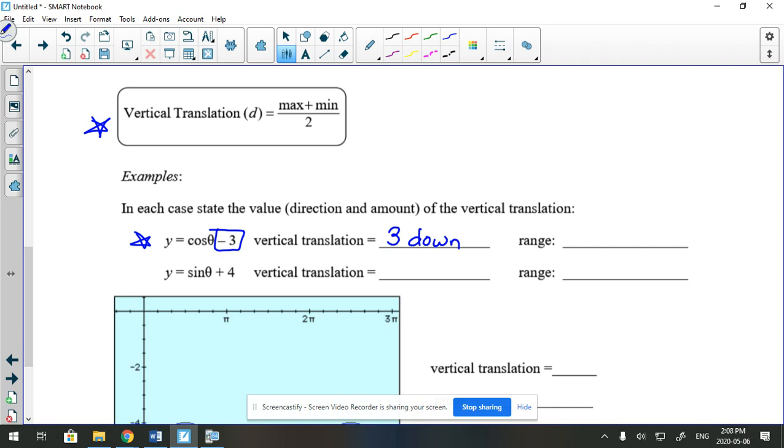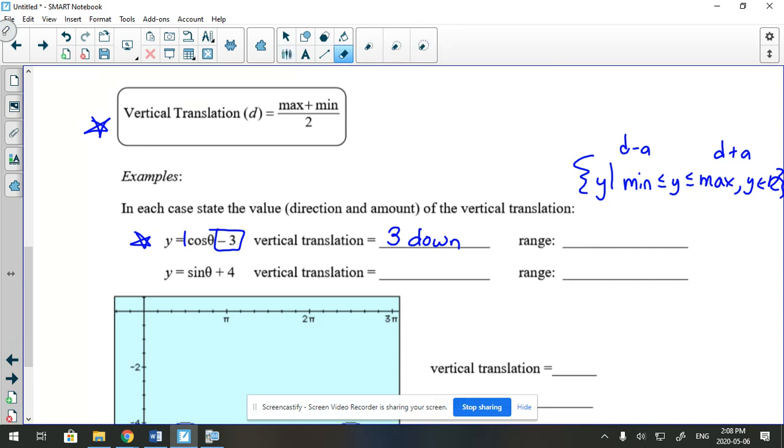And now I can figure out my range. Same thing from last page. It's going to be your minimum value to your maximum value. And the quick way to do it, especially if you just have an equation, is to use your minimum as D minus A and your maximum as D plus A. So in this case, my A is 1, because there's nothing written there. So my minimum value would be -3 take away 1, which means that my minimum value is going to be, whoops, -4. My maximum value is D plus A, so -3 plus 1, which is -2.